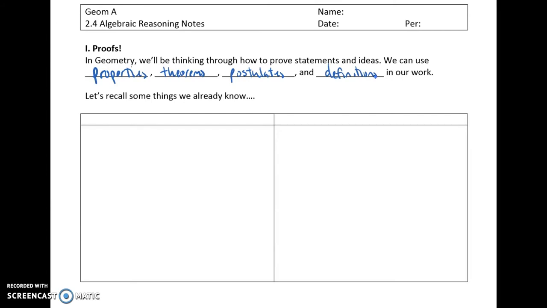And theorems, this word we haven't really been using, but it's ideas that we can actually prove. So there might be times where I'm asking you to prove a theorem, and in that case you want to make sure you don't use a theorem to prove itself.